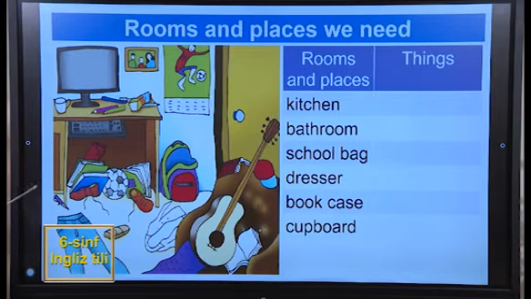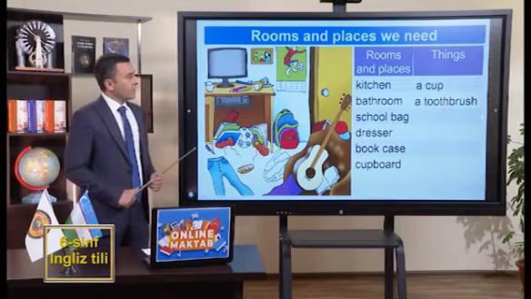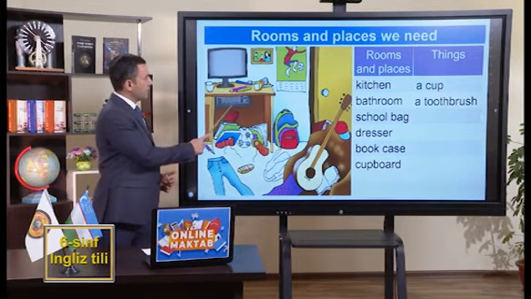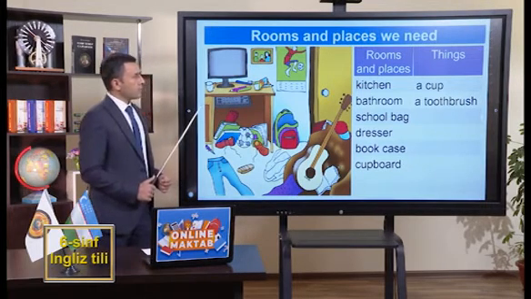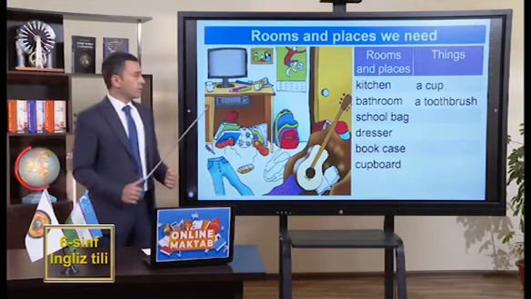Okay, let's try to find the things which we can put in those places and rooms. For example, kitchen is for a cup. We should take the cup to the kitchen. Next, a toothbrush. You can see toothbrush here. We should take the toothbrush to the bathroom.